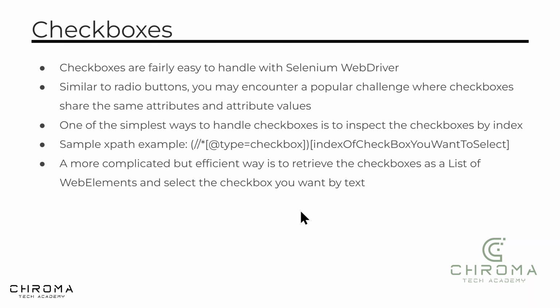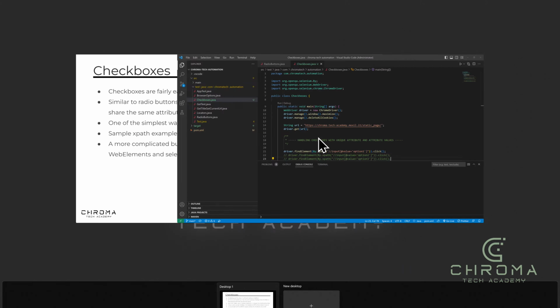Here's a sample XPath example, similar to radio buttons in the previous video, where we are writing an XPath and using the index concept to locate the checkbox we want. Now, a more complicated but efficient way is to retrieve the checkboxes as a list of web elements and select the checkbox you want by text. We haven't talked about that. We will discuss that when we discuss find elements. But for now, let's go over to VS Code.